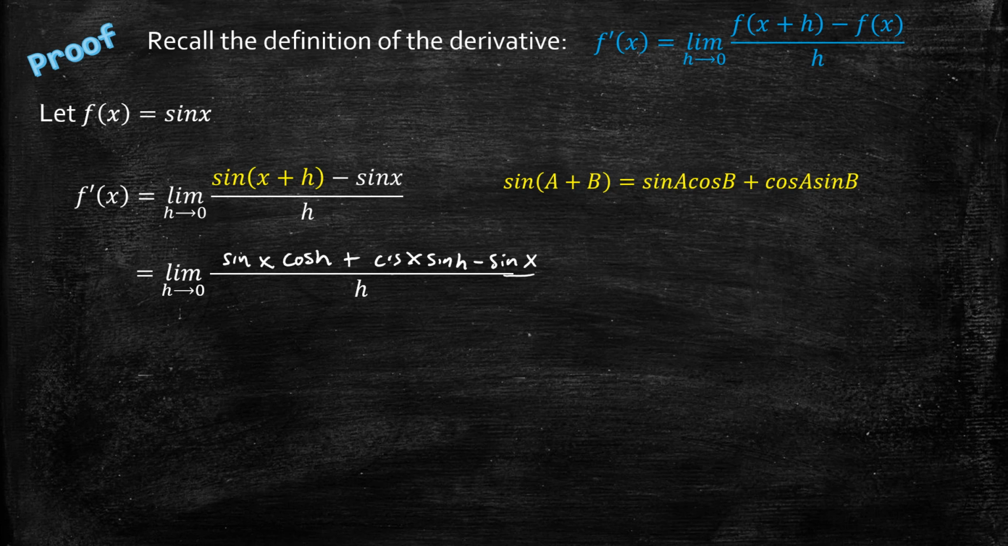And now, what do we do? Where do we go from here? So I'm looking for two terms that have a common factor. It looks like sine x cosine h. These are the only two terms that have a common factor.